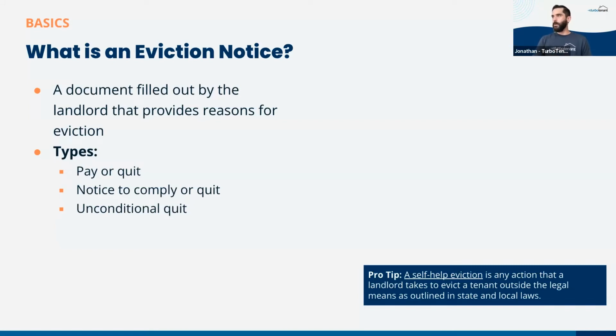We'll go through each type, but first of all, I want to direct you to this pro tip in the corner. A self-help eviction is an action that a landlord takes to evict a tenant outside of the legal means. This would be like making it really unpleasant for them to remain in the rental property. Maybe you're blasting music at 3 a.m. or something until they leave. This is not something you should do. If it comes to an eviction, if there is that big of an issue between you and your tenant, then you should pursue an eviction process, or we do have some alternatives we'll talk about later, but a self-help eviction should not be one of those. True, okay, it is not the way to go.